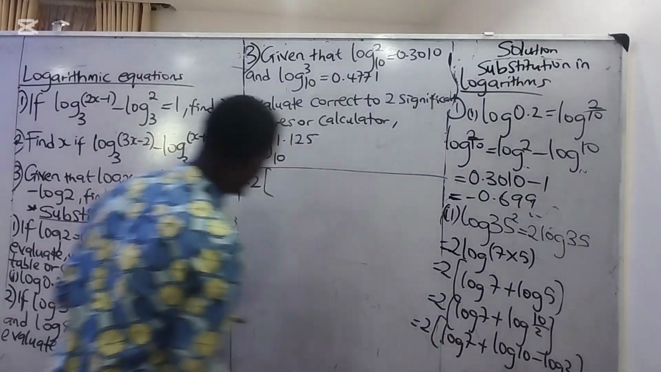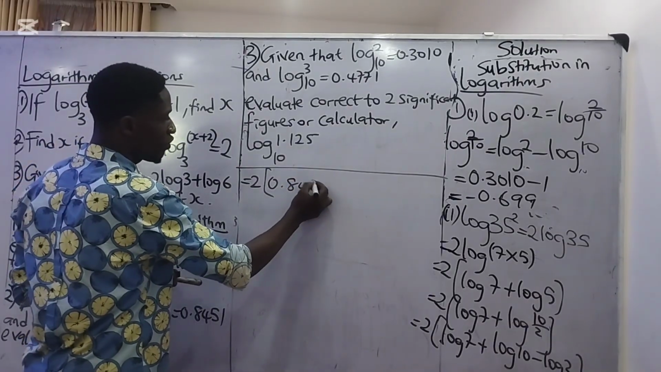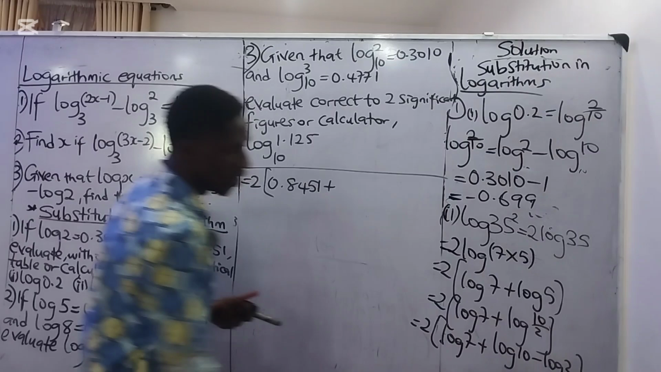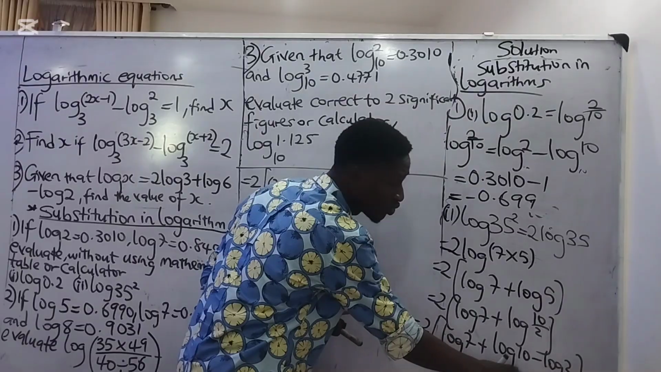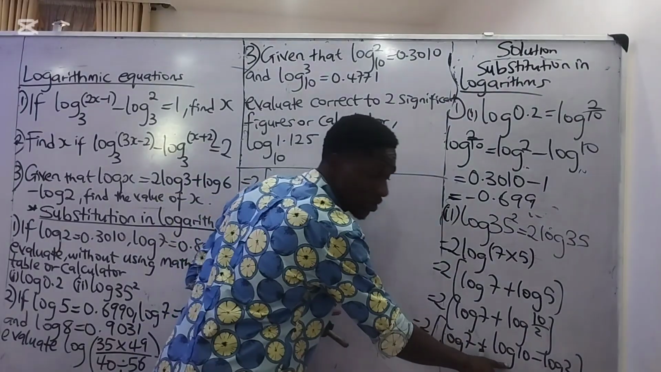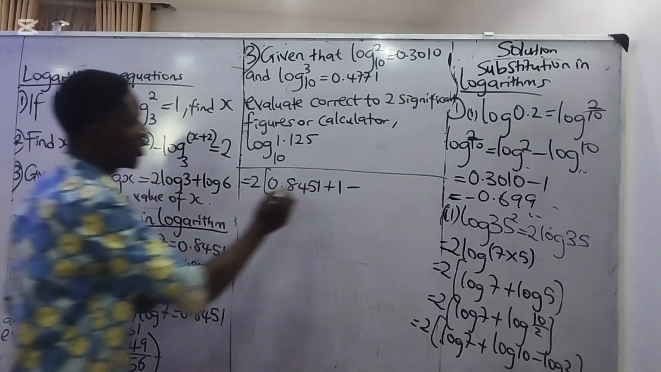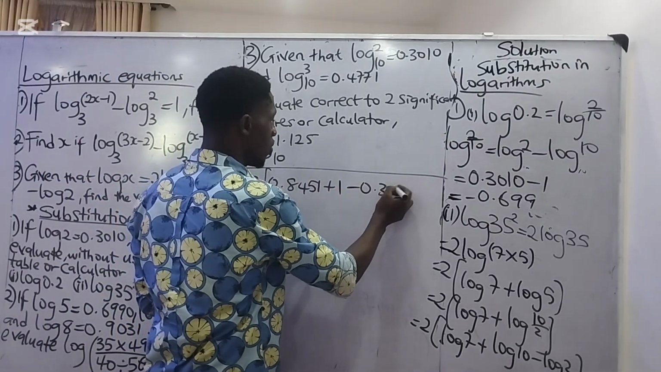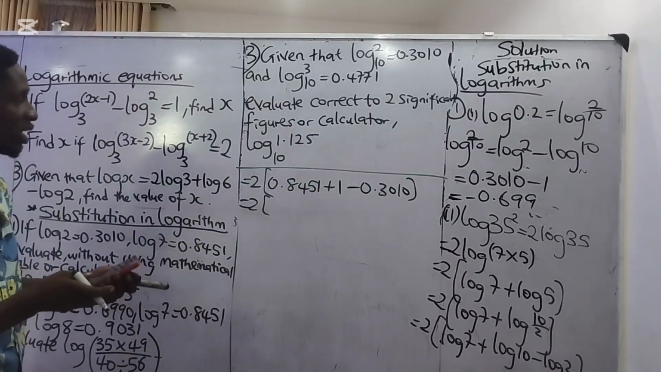What is log 7? Log 7 here is 0.8451 plus, remember there is 10 here. Any number to its base is 1. So this is log 10 in base 10, which is 1. So this will give you 1 minus log 2, which is 0.3010. So let us simplify what is inside the bracket.